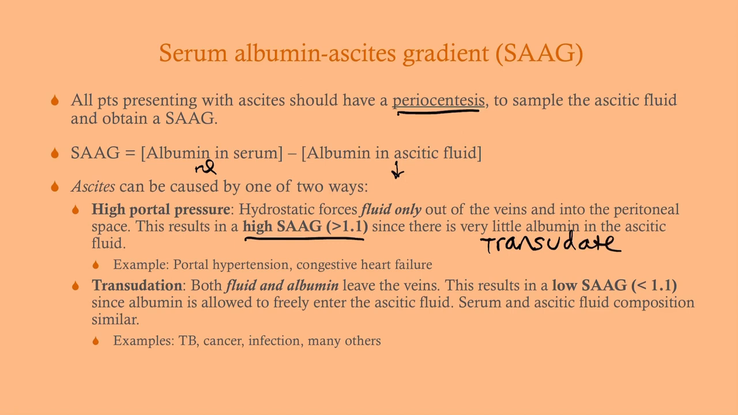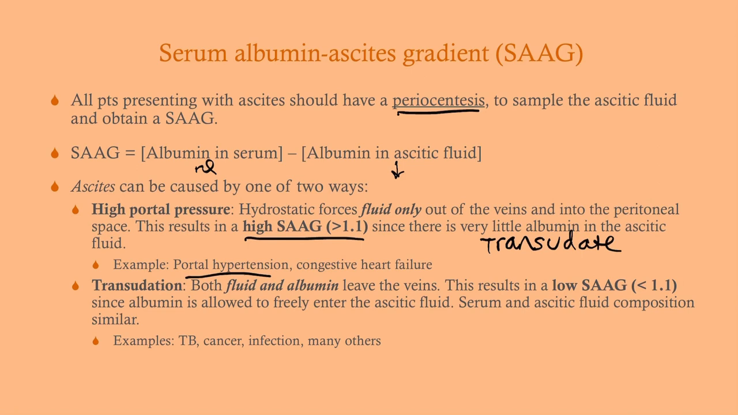So a high SAAG points to some sort of hydrostatic pressure, and that's typically due to portal hypertension as a consequence of cirrhosis, but it can also be due to congestive heart failure, in which the backup is not at the liver, it's at the heart, and everything is getting backed up below that.